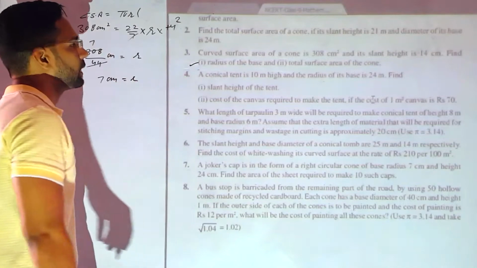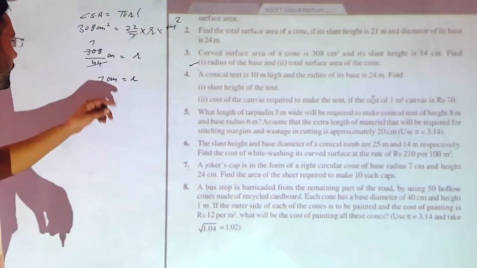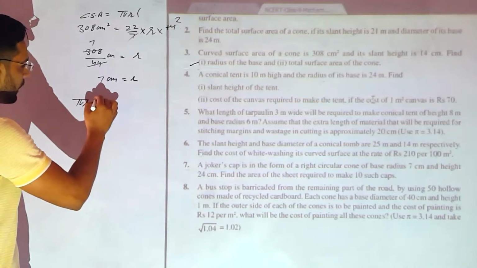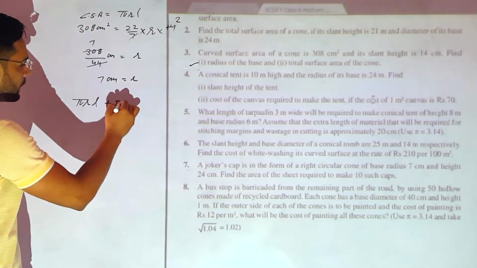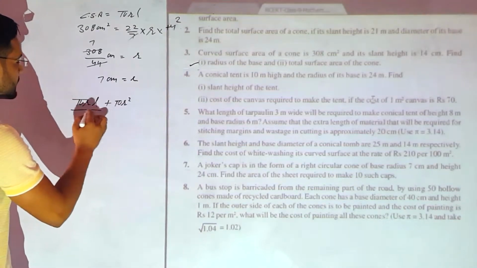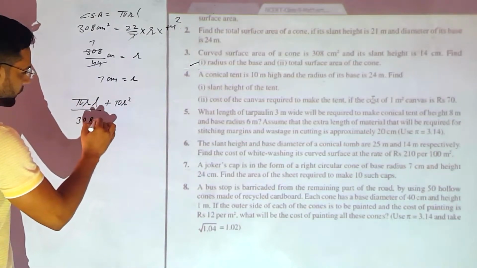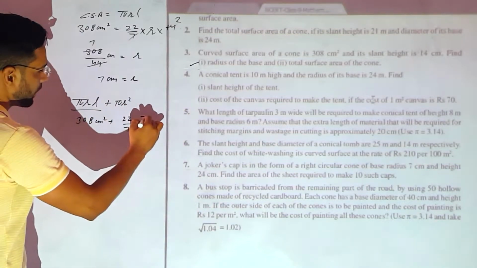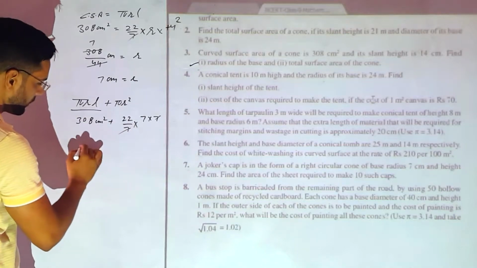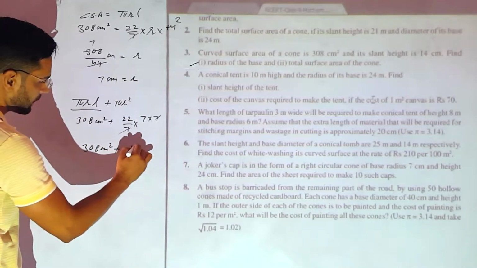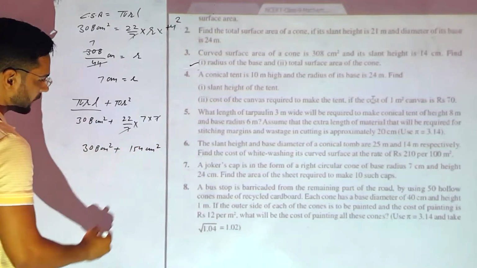Part first. Now the total surface area of the cone, we have the radius. Total surface area is equals to pi r L, which is given, plus pi r square that we need. Pi r L is equals to 308 centimeter square that we have, plus pi r square means 308 centimeter square plus 154 centimeter square. How much?